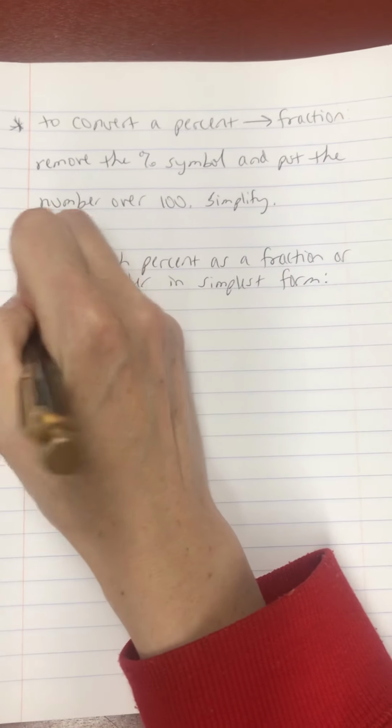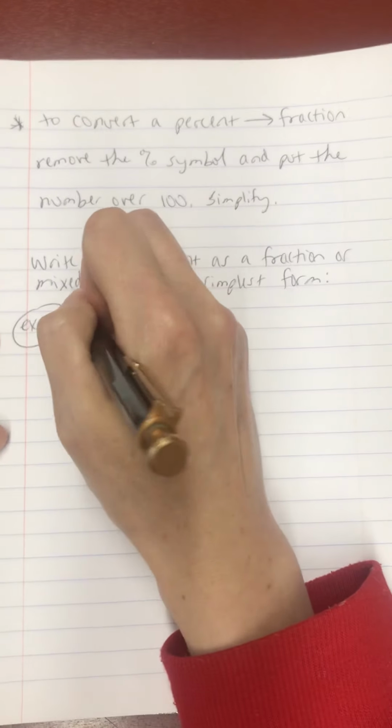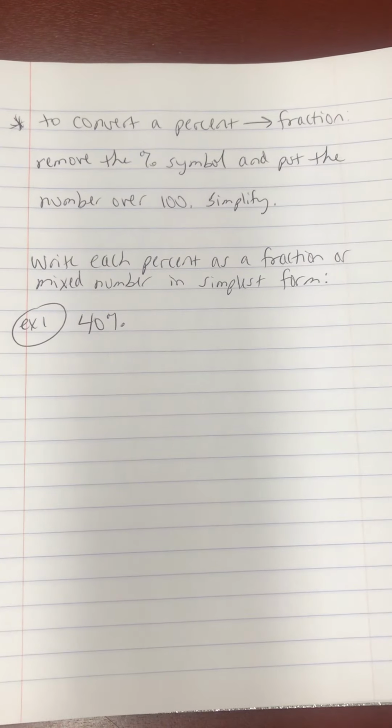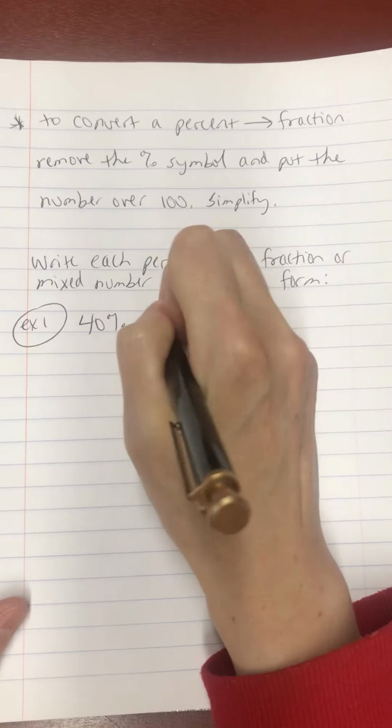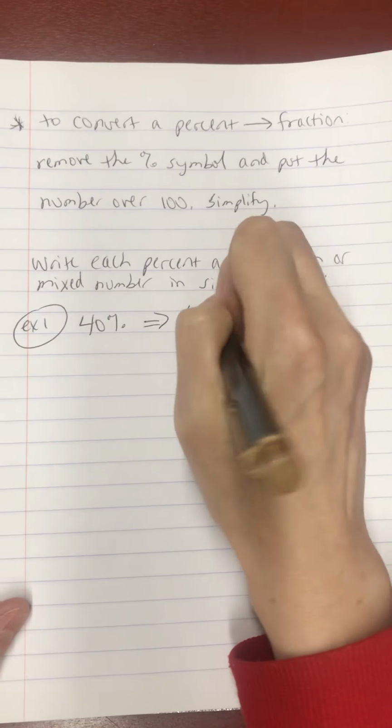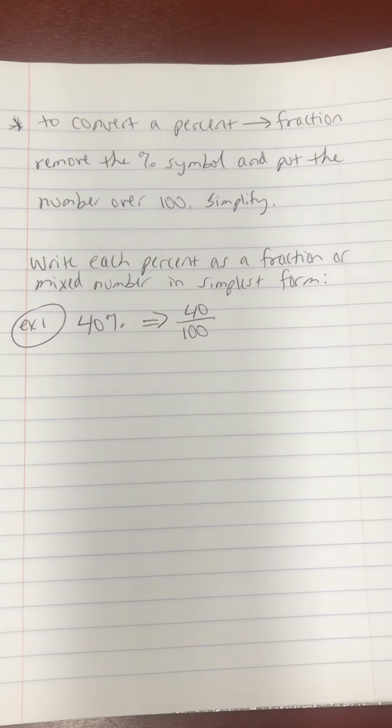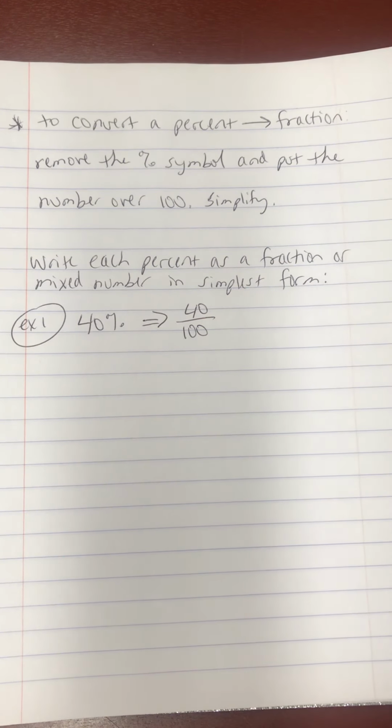Okay, so let's take a look at our first example. Let's start off with one that's a little bit easy, 40%. All right, so we're going to write each percent as a fraction or mixed number by using what we just wrote down up here. The first thing is we're going to remove the percent symbol, and then we're just going to take that number and stick it over 100. So 40 over 100, that's all we do. And then your last step is to simplify.